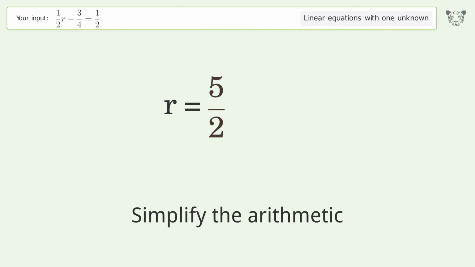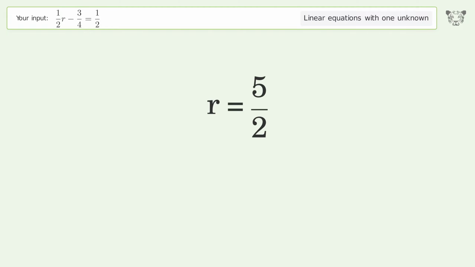And so the final result is r equals 5/2.